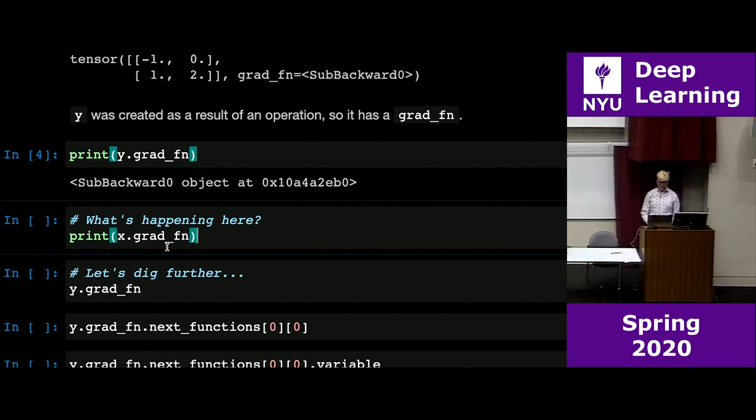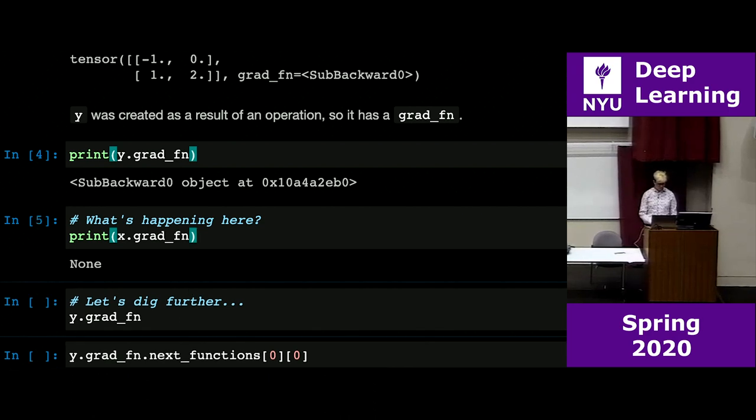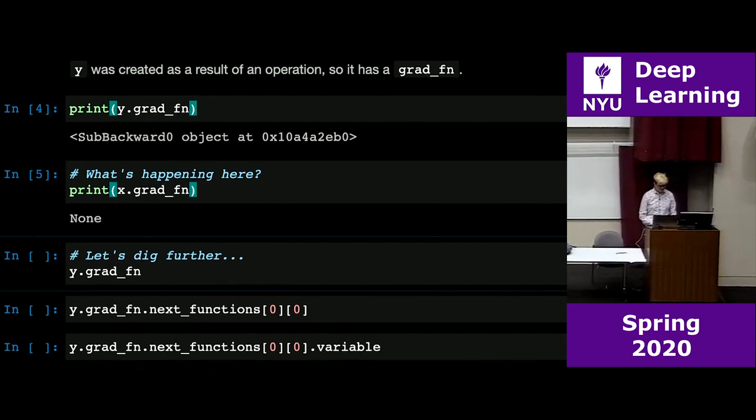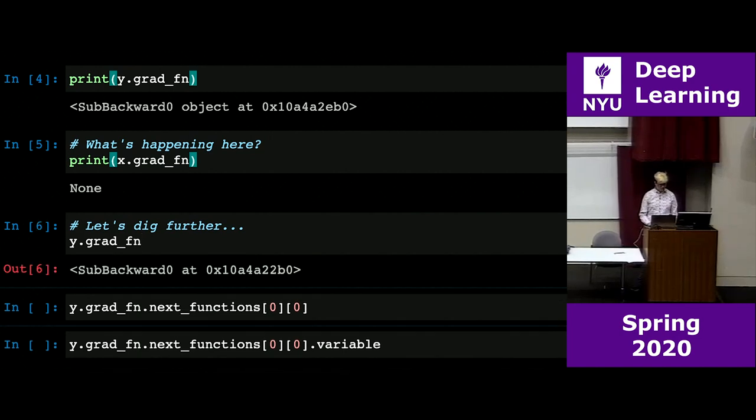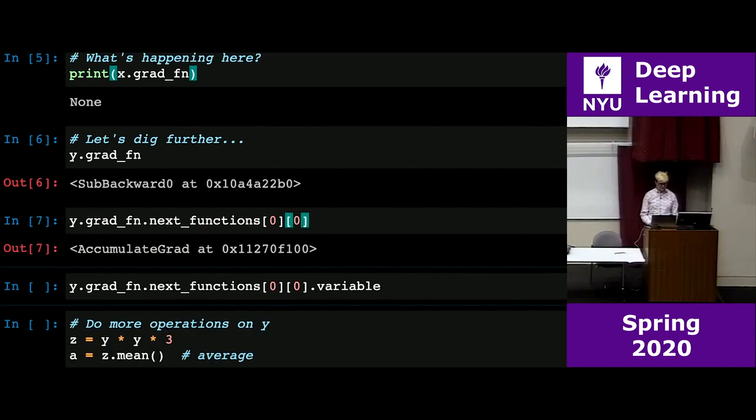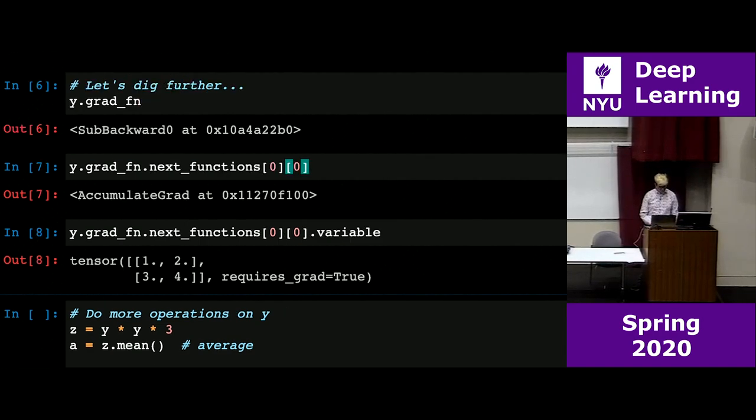So what's going to be now the grad function of x? And you're supposed to answer. Oh, okay. Why is it None? Because nobody generated that, right? Okay. All right. None is fine as well. Okay, so let's actually go inside. We can actually access the first element. You have the accumulation. I don't know why it's the accumulation, I forgot. But then if you go inside there, you're going to see the initial tensor we are using, which is the 1, 2, 3, 4. So inside this computational graph, you can also find the original tensor.